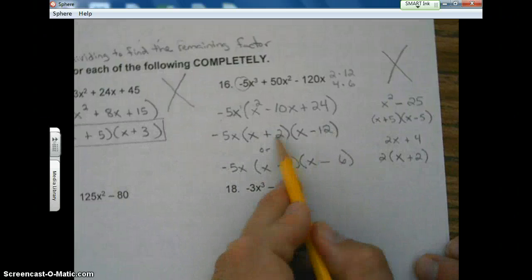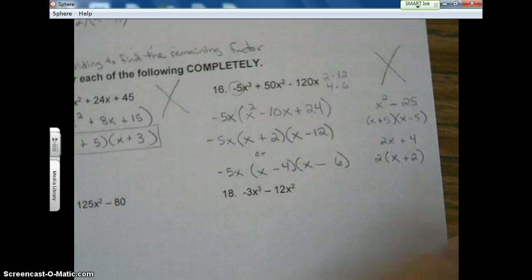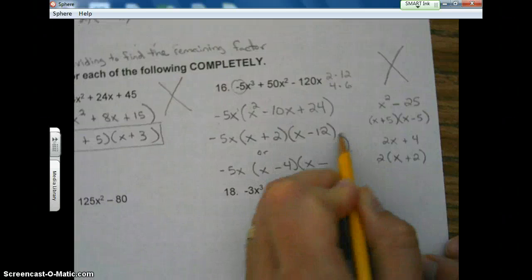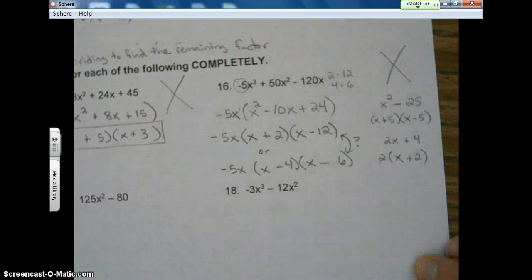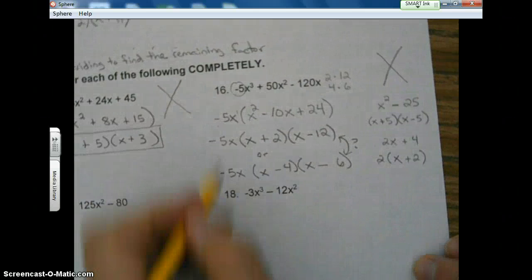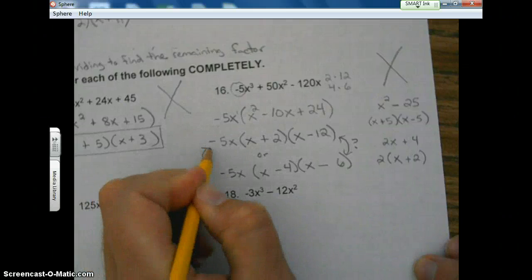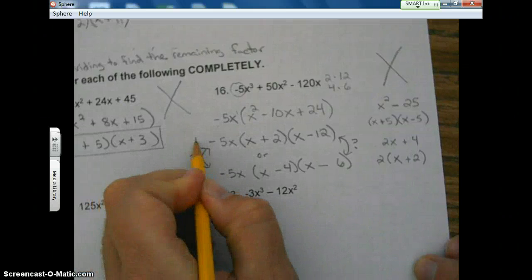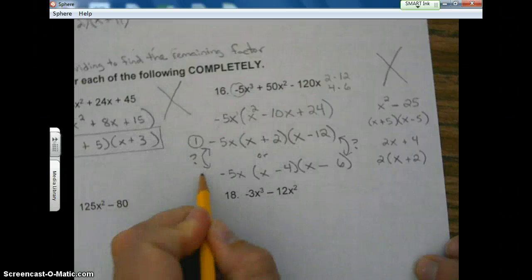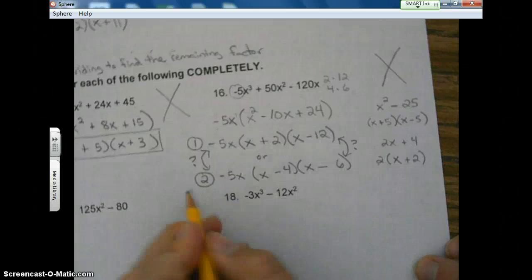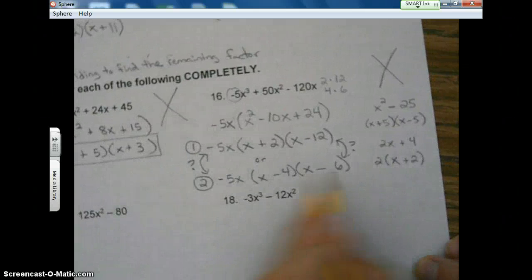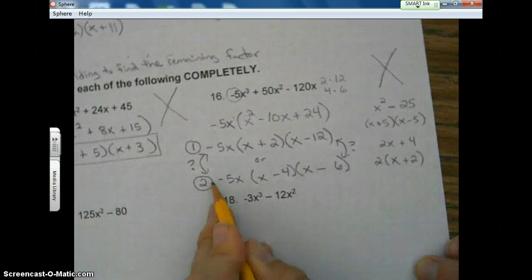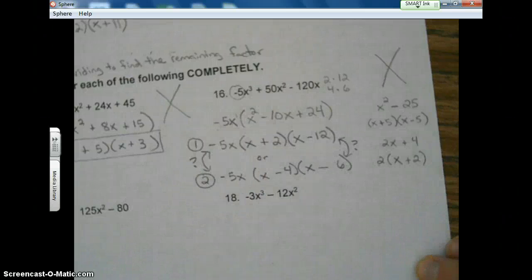Now, did anybody catch the error? One of these is wrong. Which one is wrong? Is it the first one? Is it the second one? And why did you choose it? So one of these is wrong. Either this one's wrong or this one's wrong. They both are not right.